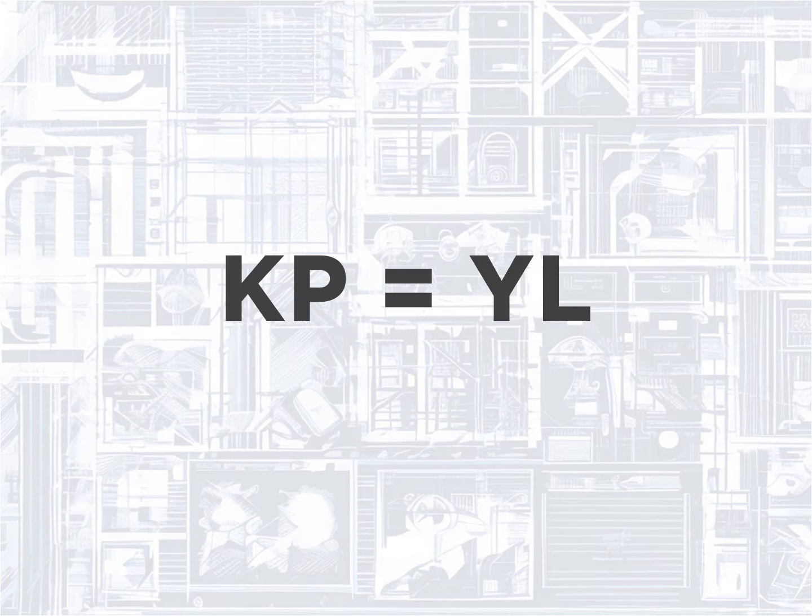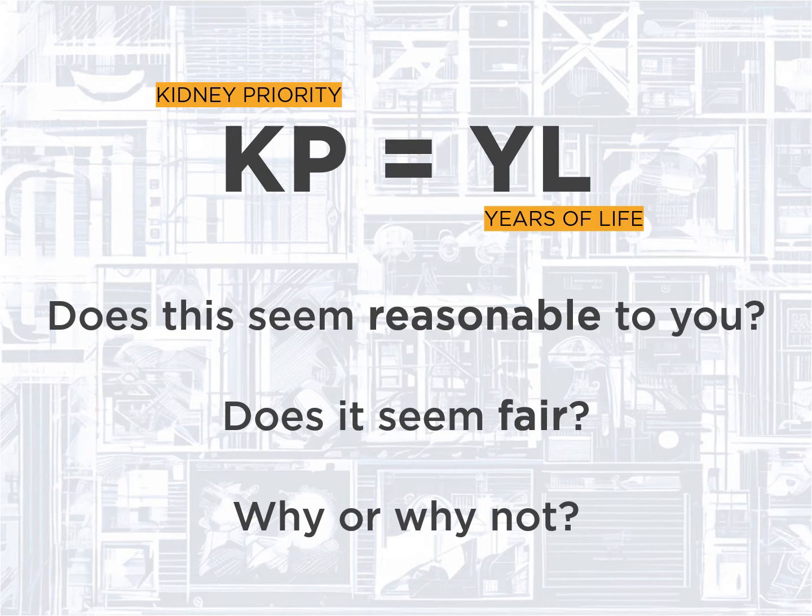It's important that this decision be fair, so in 2007 doctors came up with this algorithm to decide it. KP means kidney priority, where someone is in the line to get a kidney. The higher your KP, the more likely you are to get one of the kidneys available. YL means years of life, how much longer you're likely to live if you get the kidney. So KP equals YL means that if you'll probably live 20 more years if you get the kidney, then you're more likely to get it than if you'll only live 10 more years.